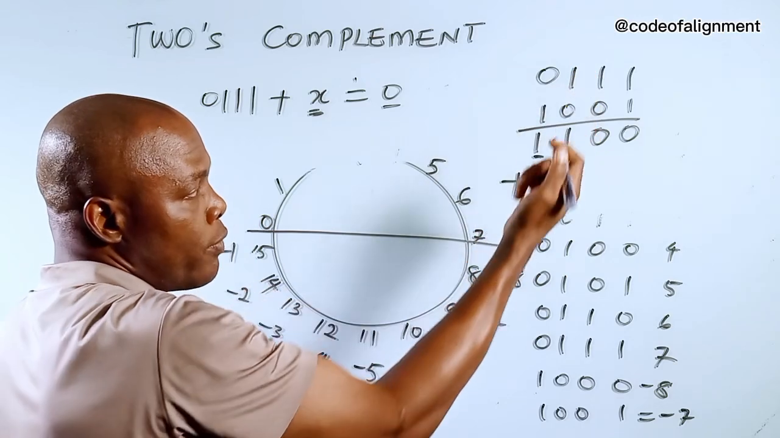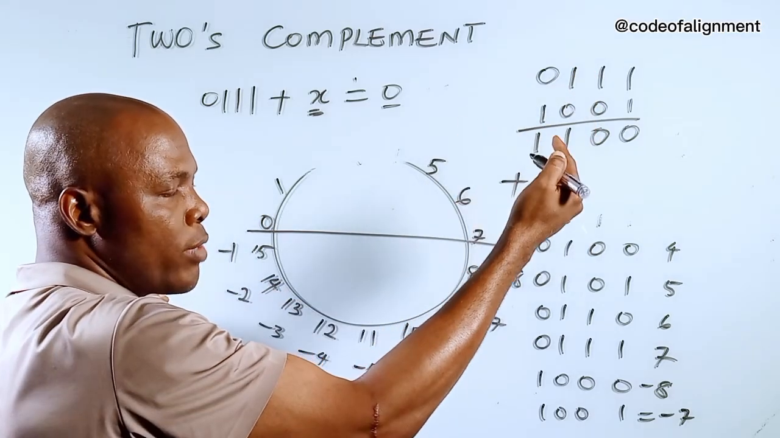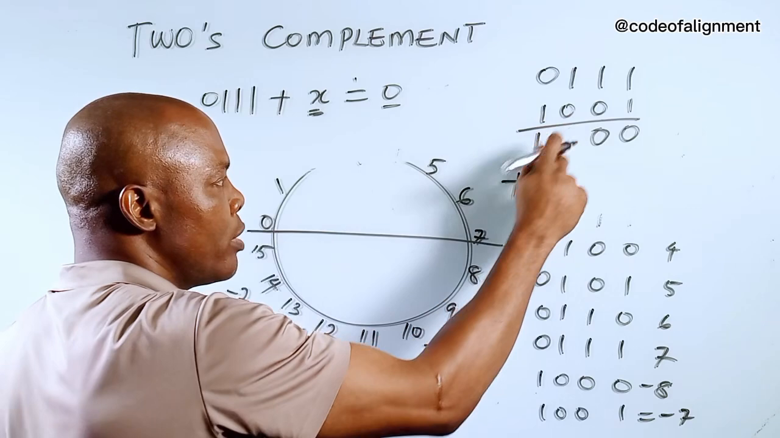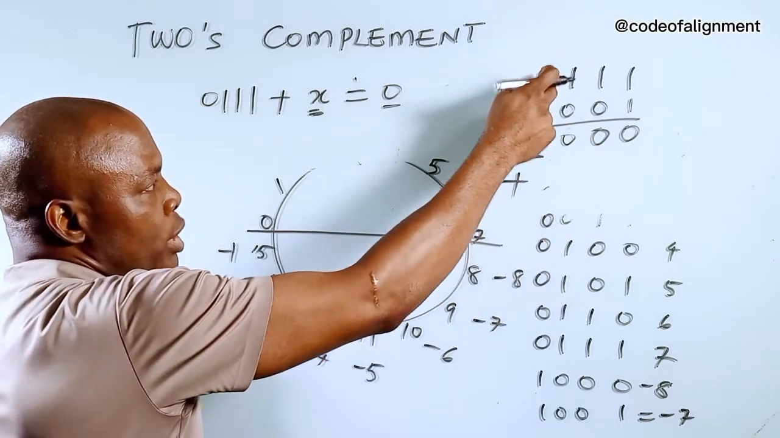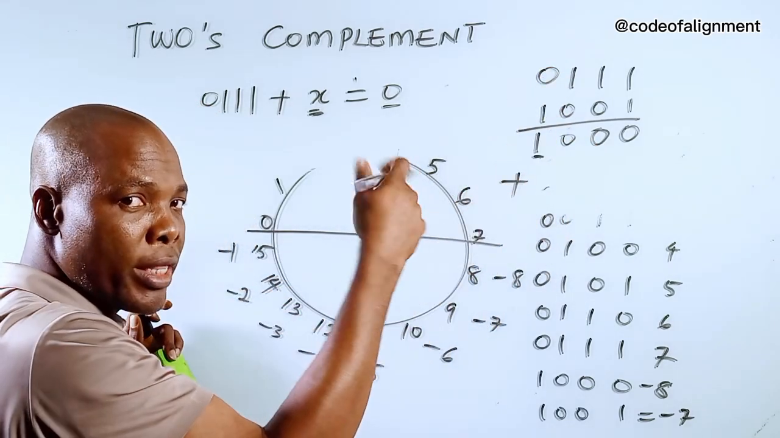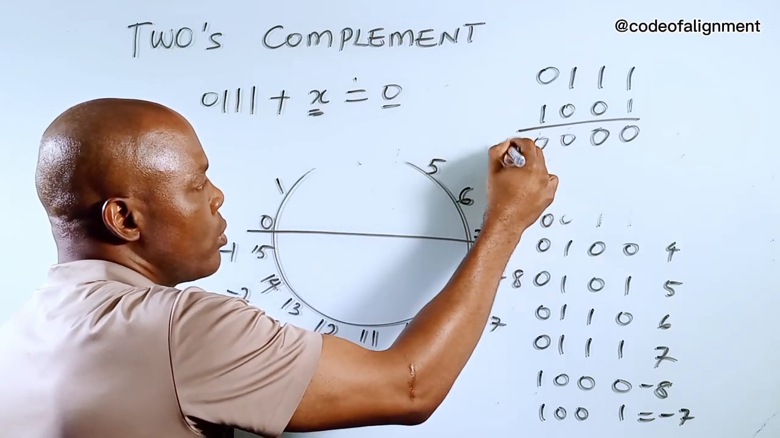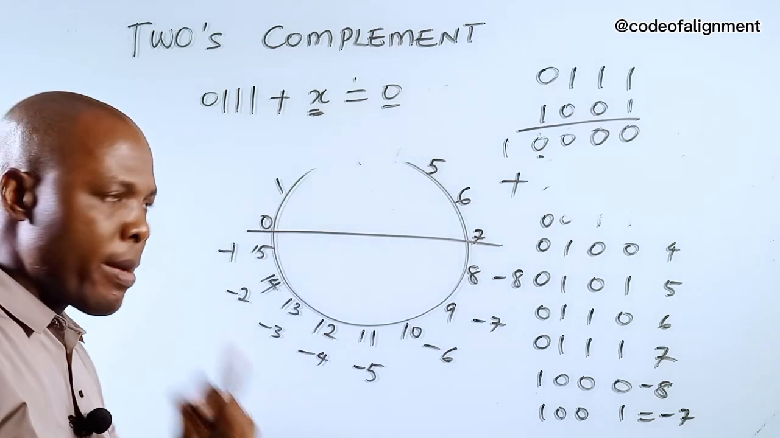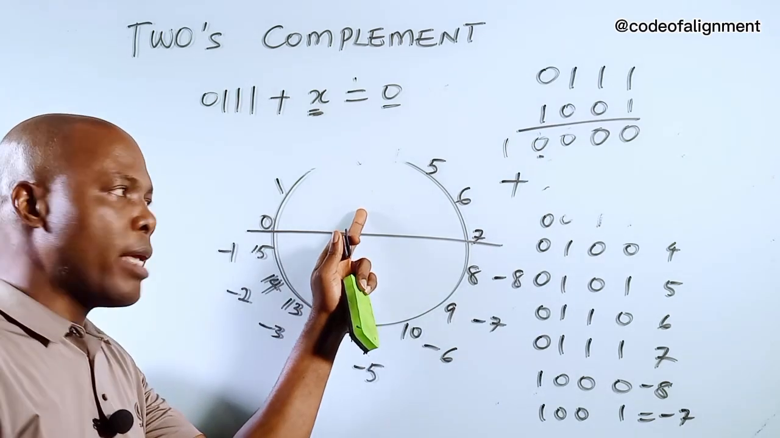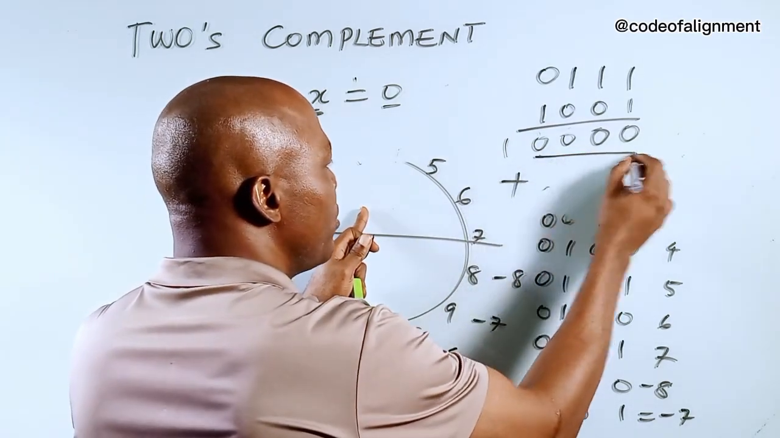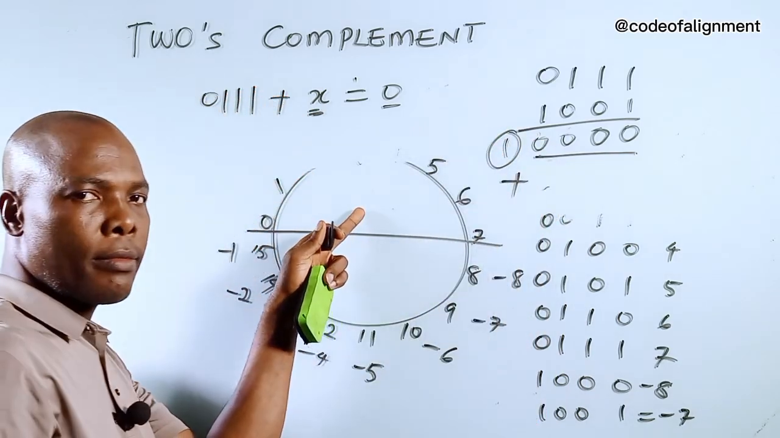1 plus 0 will give us 1. Plus that one you carried, that will give us 2. You know you cannot write 2. So you put 0, you carry 1. So this plus this will give us 1. Plus that one, that is 2. You know you cannot write 2. So you put 0. And you carry what? 1. But remember, we are using a 4-bit system. So we are only going to deal with these 4 bits. And we'll discard this guy.